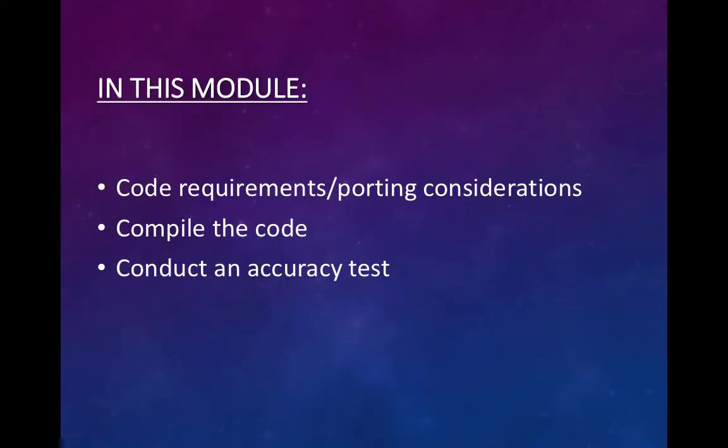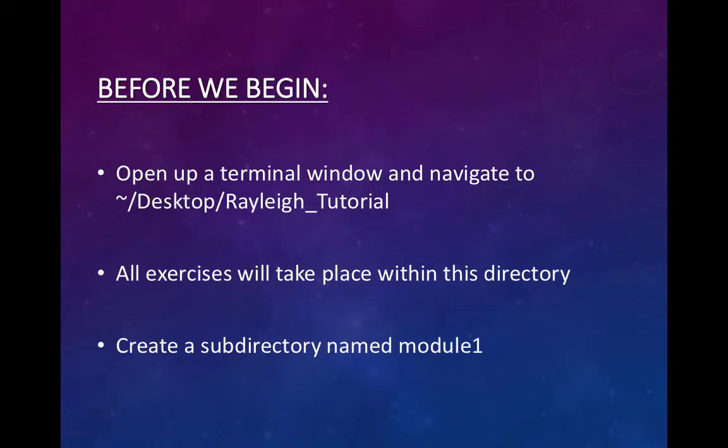All right, so what we'll do here is we'll have a brief overview of the code requirements and what you need to think about if you're trying to port the code to your own machine. And we'll actually compile the code and we'll do a very quick simulation and check on some of the numbers reported by Rayleigh.